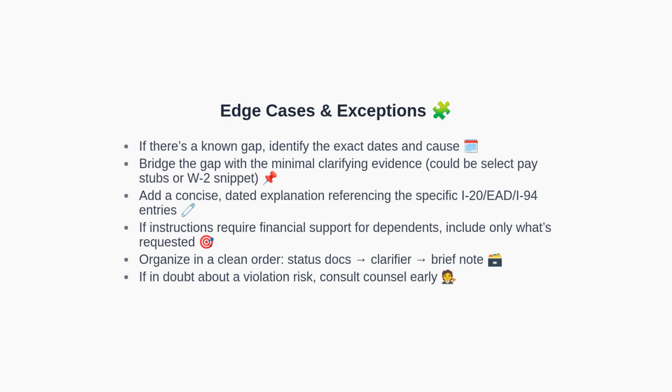For edge cases, start by identifying the exact dates and the cause of any status gap. Then, add only the minimum clarifying evidence, which could include select pay stubs or a relevant W-2 snippet, not a full return. Provide a concise explanation that references specific I-20, EAD, or I-94 entries. If the instructions call for financial support documentation for dependents, include exactly what is requested and nothing more. Organize your packet so that core status documents come first, followed by any clarifiers and a short explanatory note. If you suspect a potential violation, consult an attorney as early as possible.